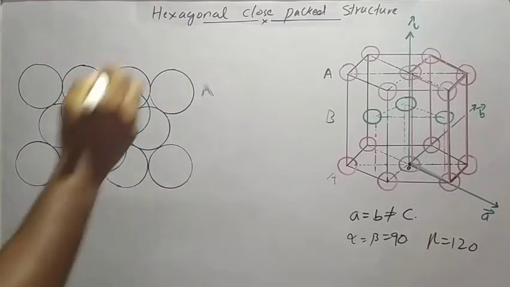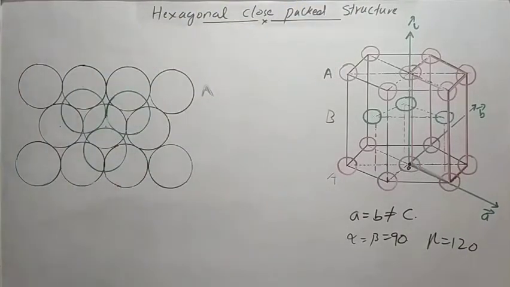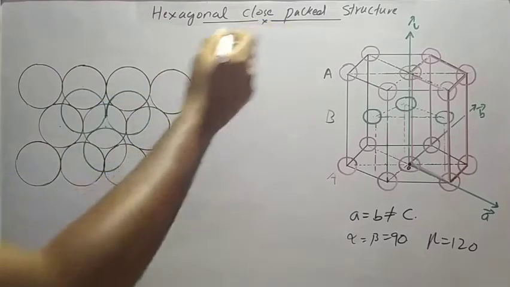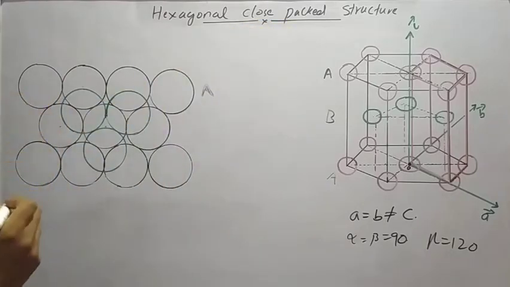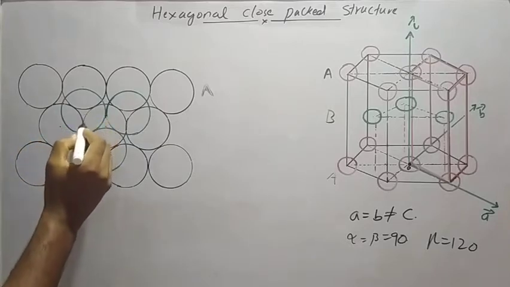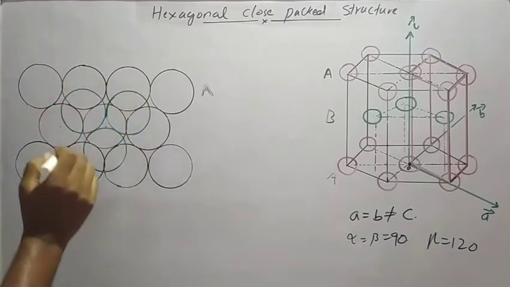Let's discuss hexagonal close-packed structure. Hexagonal close-packed structure consists of arranging identical spheres in a single closest packed structure, as each atom is in contact with 6 other atoms in that layer.